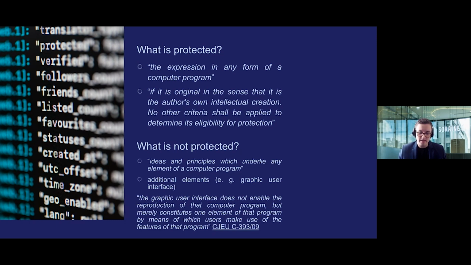What is also not protected as computer software are additional elements, for example the graphic user interface. This specific exception comes from EU directives, but it has already been covered by courts, specifically the Court of Justice of the European Union, which said that the graphic user interface is not protected as software because it is just one element that allows use of the features of that program, but does not allow reproduction of that program. However, a graphic user interface or any other such auxiliary elements of software can be protected as other objects, generally as objects of copyright. For example, the graphic user interface can be protected as an artistic work.